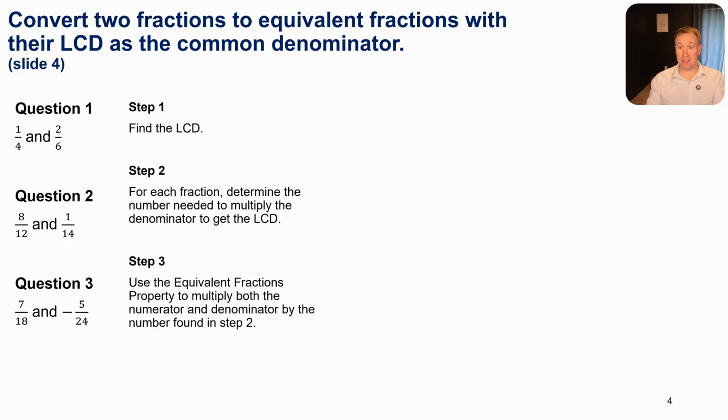Question 2, we have 8/12 and 1/14. So for the 8/12, let's go ahead and do the prime factorization of 12, and then also the prime factorization of 14 for the 1/14. So 12 is going to be 2 and 6. So circle the prime number 2. And then 6 is going to be 2 and 3 here. Again, circle the 2 and the 3. 14 then is going to be 2 and 7. Okay, so 2 and 7 is the prime factorization of those numbers.